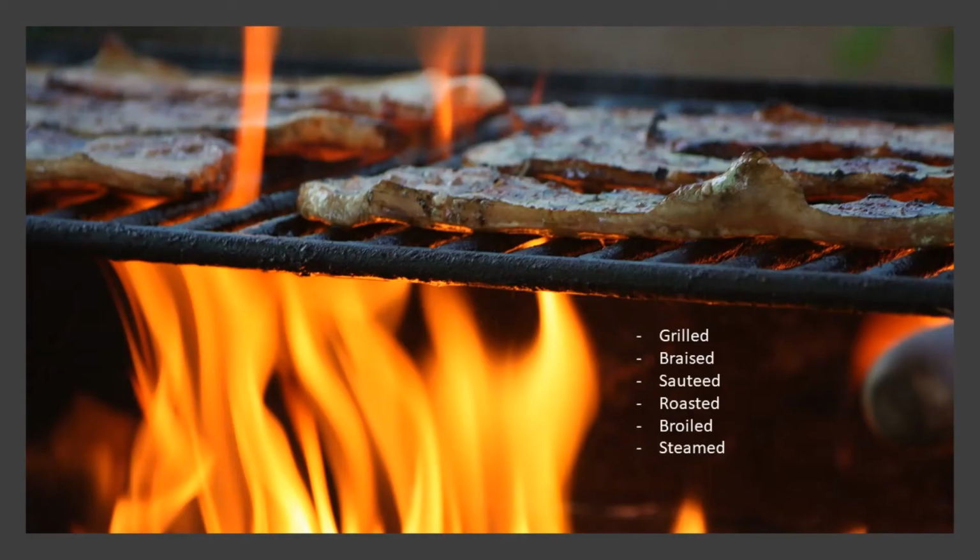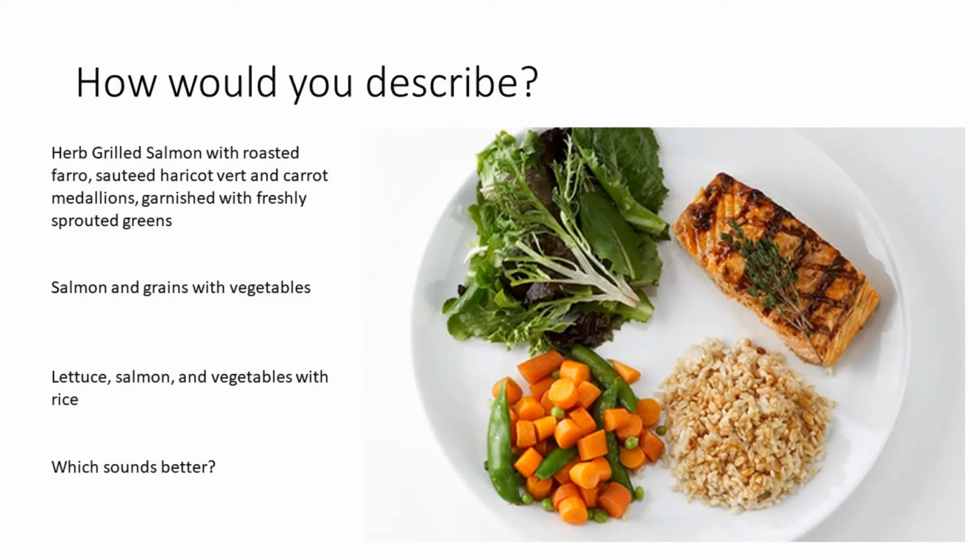It's also important to use whatever cooking methods were involved. So use words such as grilled, braised, sautéed, roasted, broiled, or steamed. All of these words are important in helping consumers decide what it is that they want to eat. Oftentimes, people make decisions based on the cooking method to help with their health. So something such as grilled or roasted might sound better than, say, the word fried.